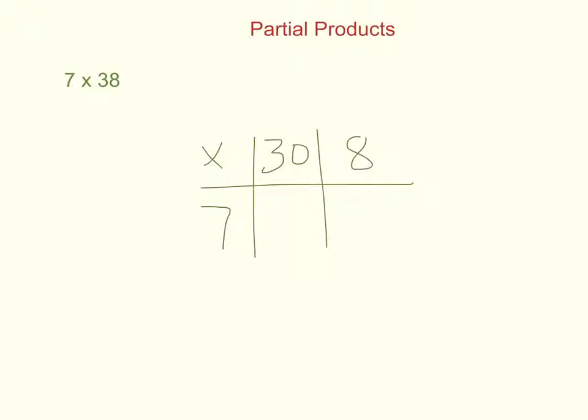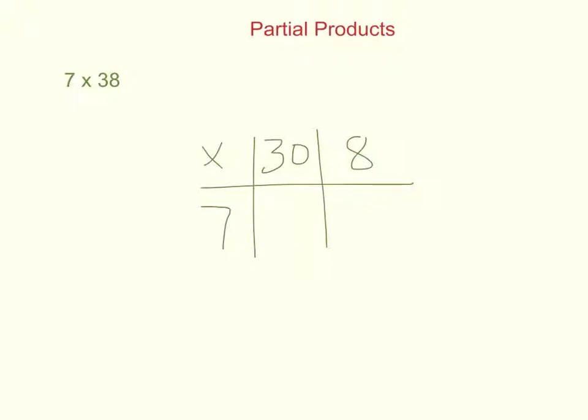One easy way to do multiplication of two-digit numbers is a method called partial products. Draw lines to organize your work, and then think about expanded notation as you split up the two-digit number into tens and ones. Now all you have to do is multiply.